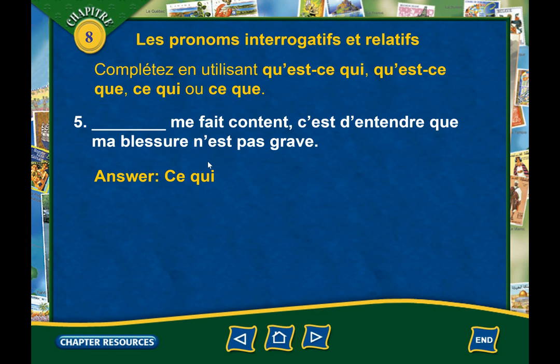And that is it. So you can watch this video as many times as you like and use, obviously, these notes to help you answer the exercises in the workbook.